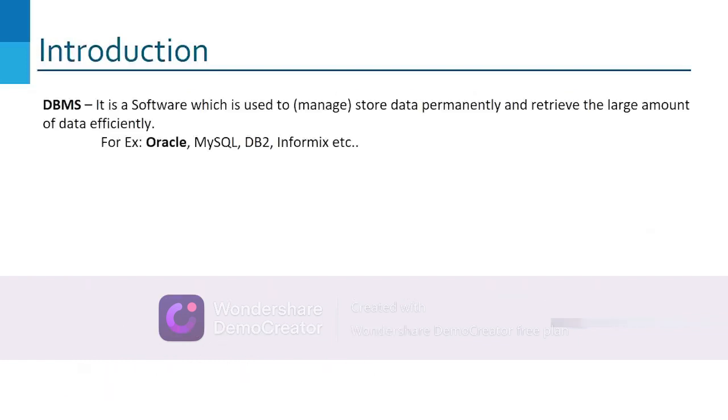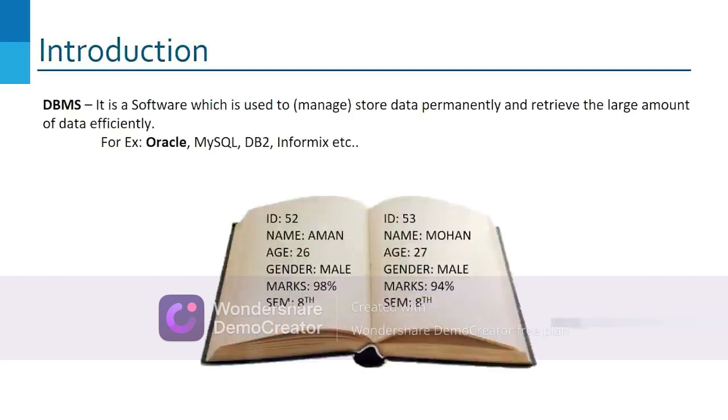Now, this is where the concept of software comes in, which is database management software. This is one software which is used to manage and store data permanently and retrieve a large amount of data efficiently, and this is what people were looking for. Now this particular software has many examples. Right now we have Oracle database, MySQL database, DB2, Informix, and there are a lot more. So this is one of the particular software which we now use, right?